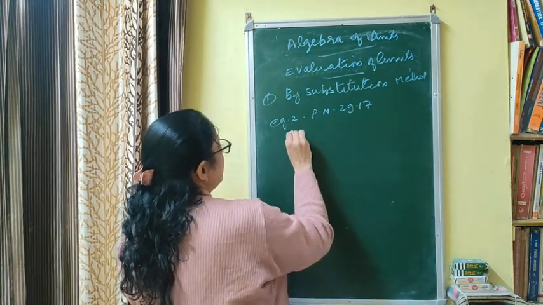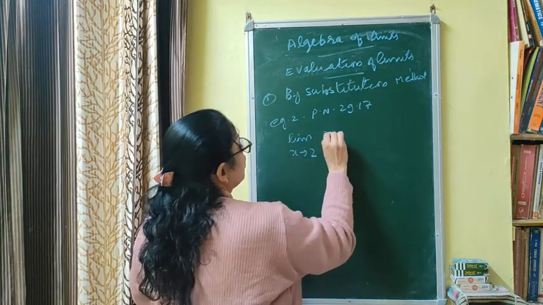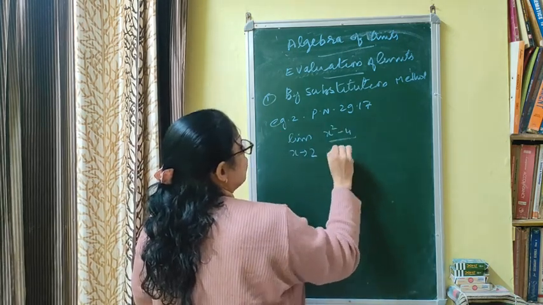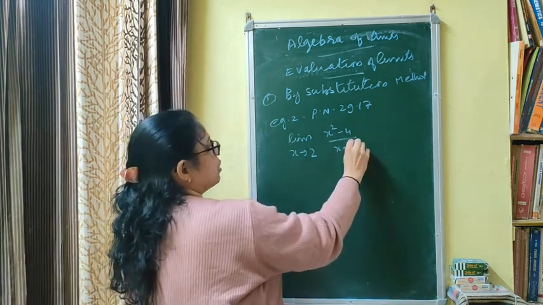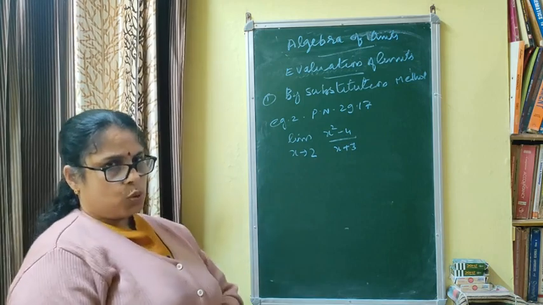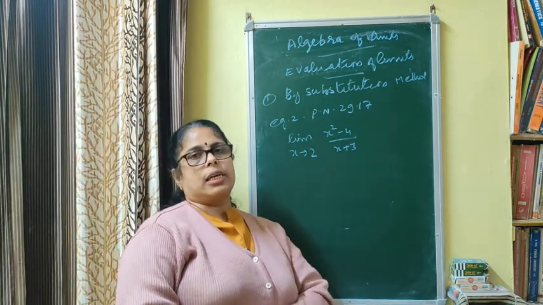Question is: evaluate limit x tends to 2 of (x square minus 4) upon (x plus 3). Now, first method: to find the limit, before starting any method, the first thing you will use is substitution. You will put the value in directly and see.